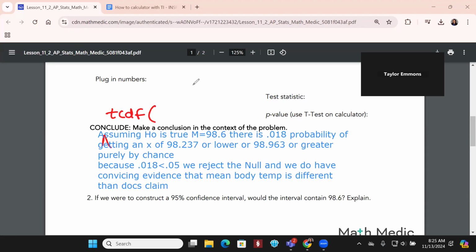It's fine. You could go to tcdf. And do you remember how we did the lower bound being like negative 9,999? The upper bound is negative 2.50, which is what we found earlier. And then our degrees of freedom would be 31. When you plug that into your calculator and then multiply it by 2, that would have given your p-value of 0.018. So you could do it this way. That's where that multiplying by 2 comes in.